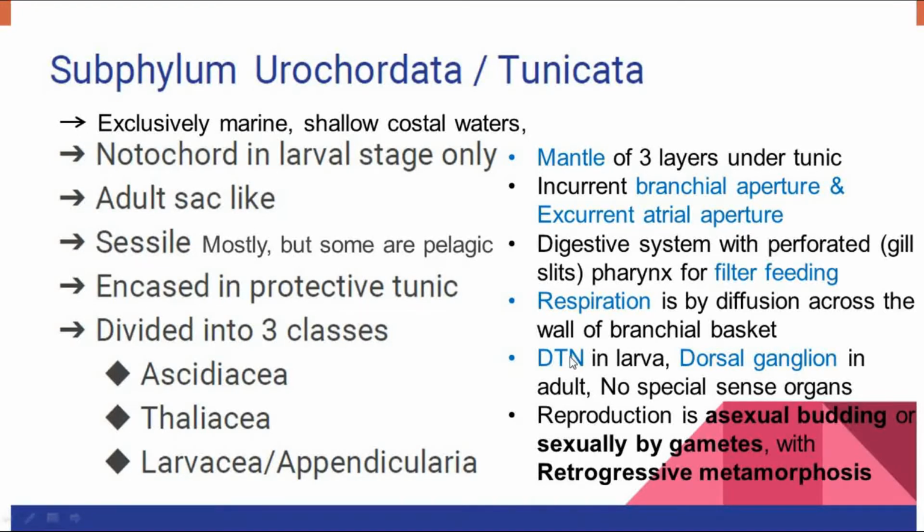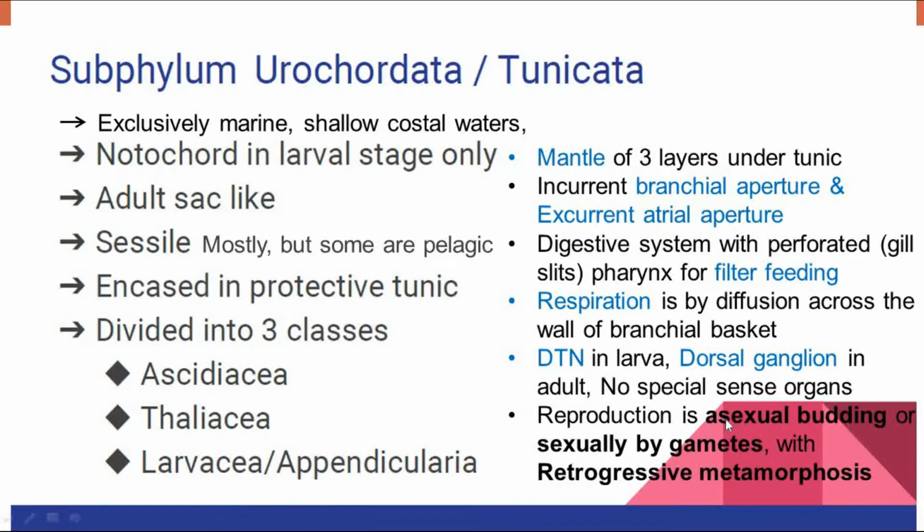The dorsal tubular nerve cord is present in the larva, but the tail portion of the dorsal tubular nerve cord will be lost as the larva metamorphoses into adult. Then dorsal ganglion in adult, meaning the dorsal tubular nerve cord will be shortened to form a basic structure called ganglion, because the tail portion of the tubular nerve cord is lost during metamorphosis and only a ganglion will remain in the adult. There are no special sense organs in the adult urochordates.